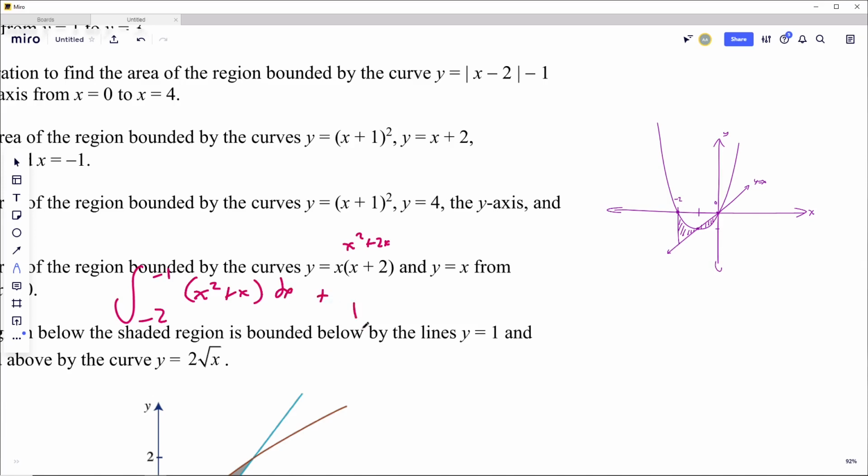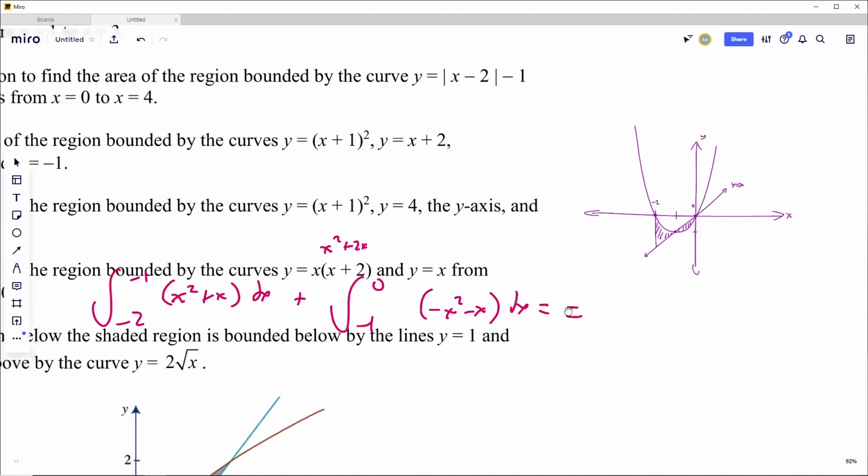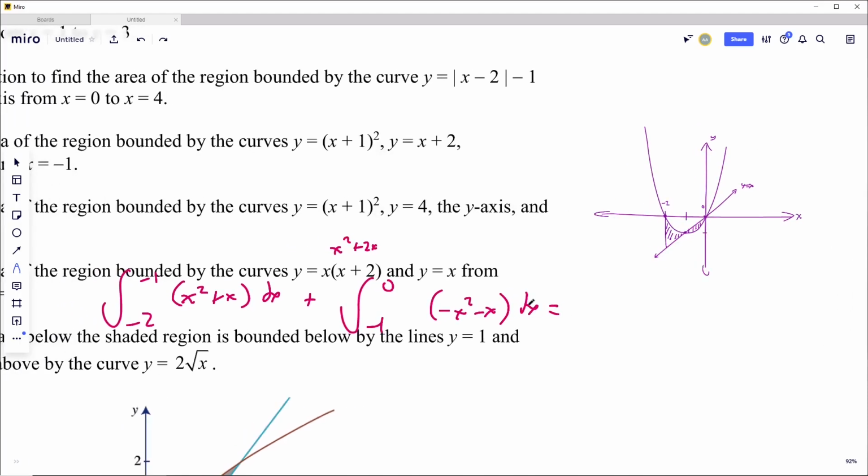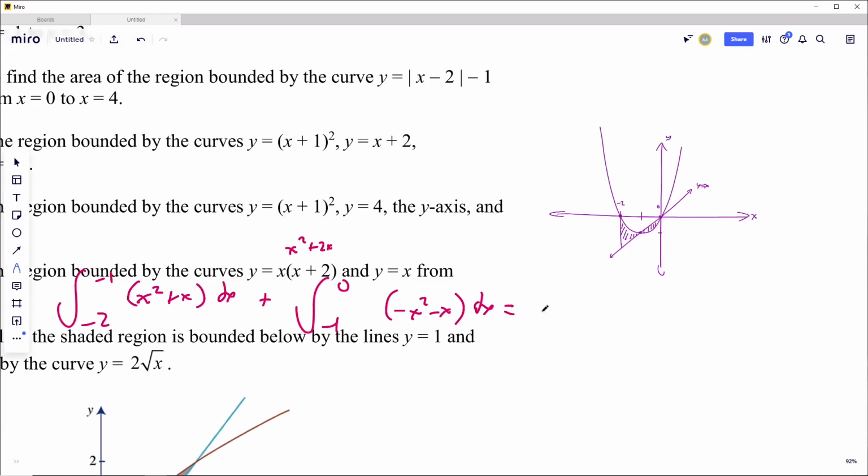plus the integral from -1 to 0 of up, which is what? The line. So x minus x squared minus 2x, because the minus distributes. Minus and plus, the minus is bigger, so the minus survives. So it's x minus x, because x minus 2x is minus x. dx equals, let's do it step by step. No, actually, we can integrate immediately.